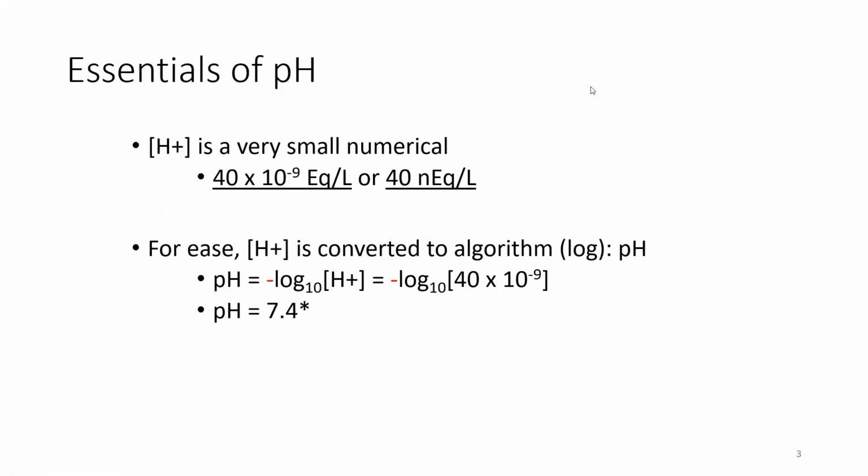So back to the basics, you know all of this, the essentials of pH. We know that hydrogen ion concentration is a very, very small number, as you can see right here. It's actually in nanoequivalents per liter, which is very minuscule. For ease, what we do is convert the actual hydrogen ion concentration into a logarithm. We call it pH. And there we have a manageable figure of 7.4, which is very commonly known. It is the average, the middle of the range of the pH. pH actually has a range, and we will talk about that.